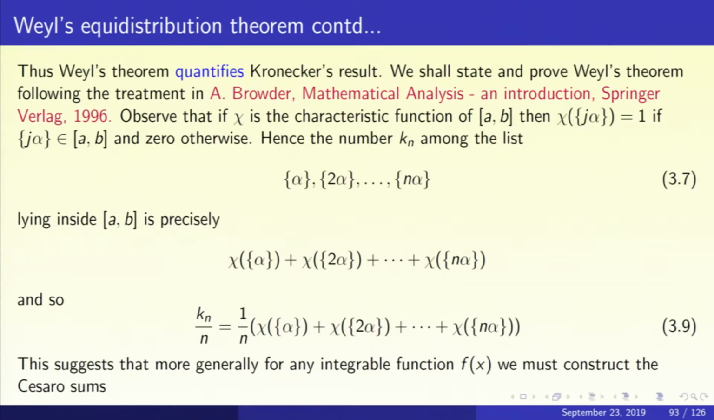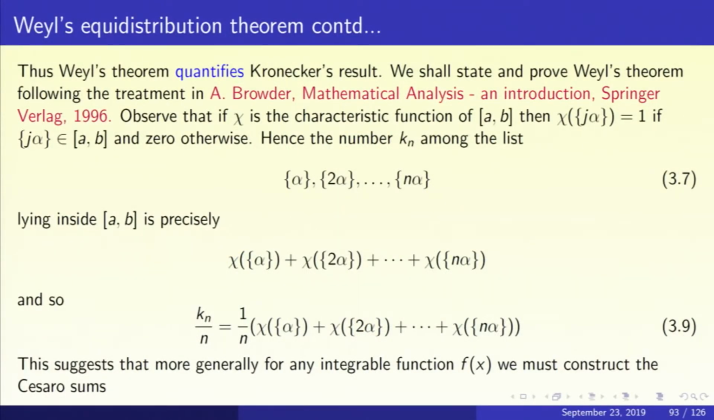Let us now plunge into the proof of Weyl's theorem. We shall follow the treatment in Andrew Browder's excellent book on mathematical analysis, An Introduction, which is published by Springer Verlag in 1996. An Indian edition is available. I strongly recommend Andrew Browder's book for whatever mathematical analysis that you might need for your work, specifically for Fourier analysis. It's a very well and clearly written book.